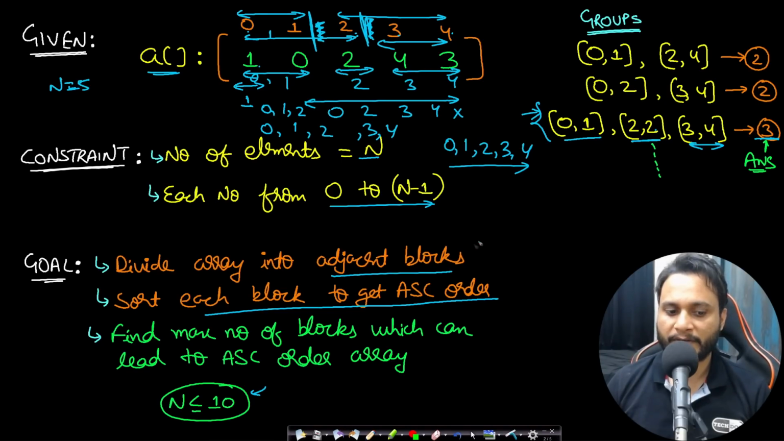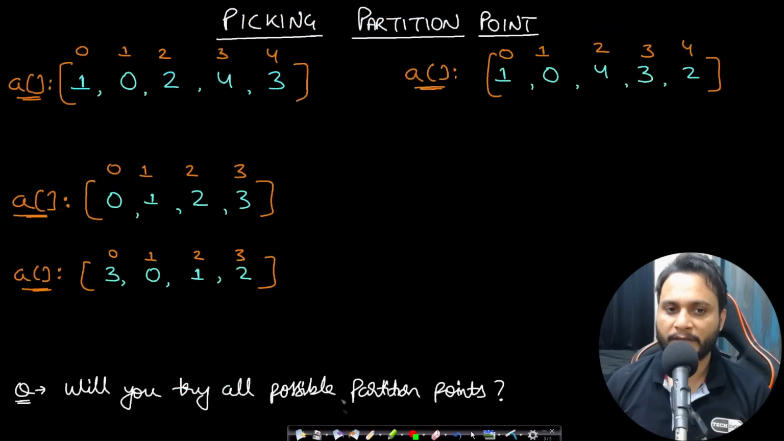Since the constraint is very small, you can solve it using all possibilities and you will get it accepted. But let's look at an idea for solving with an optimal approach. In this case, we will try to pick the partition point. How do we decide whether a certain point can be taken as a partition point? That means the end of a group. Now let's look at the first example and try to understand this visually.